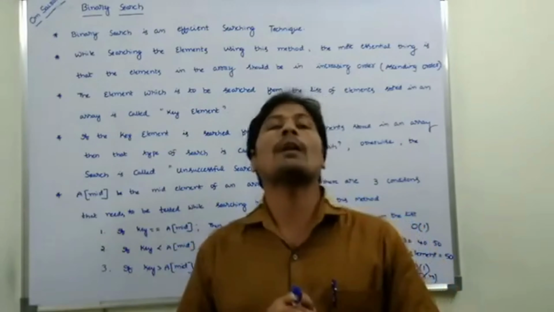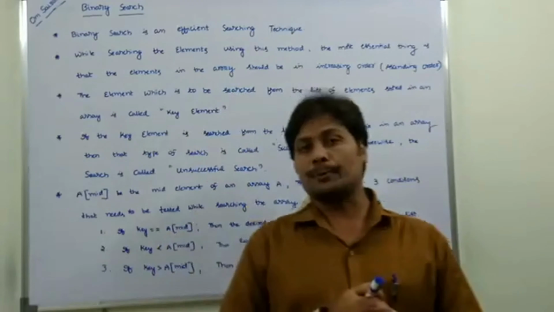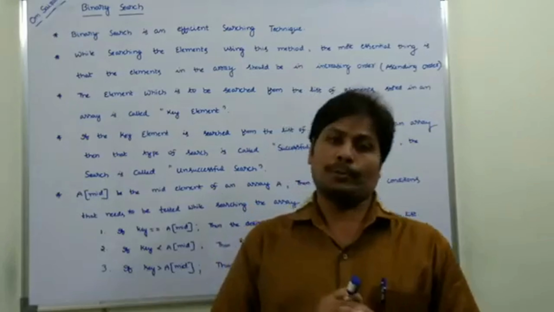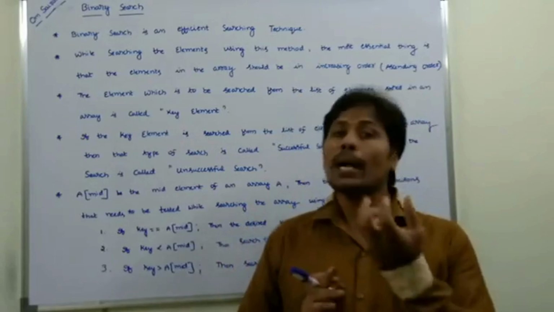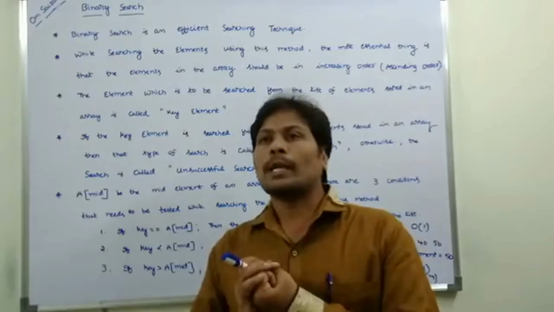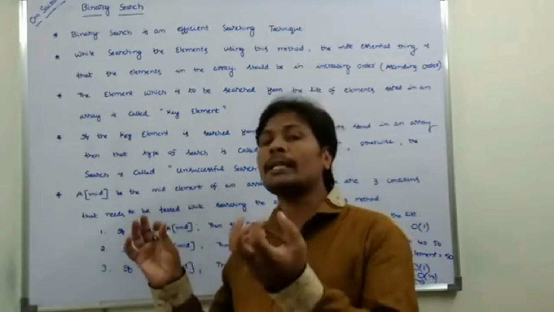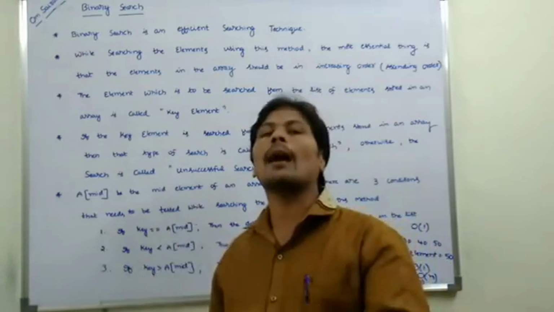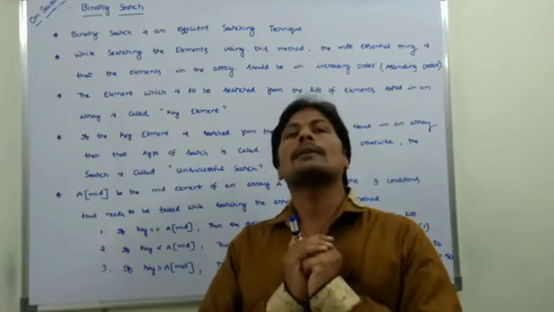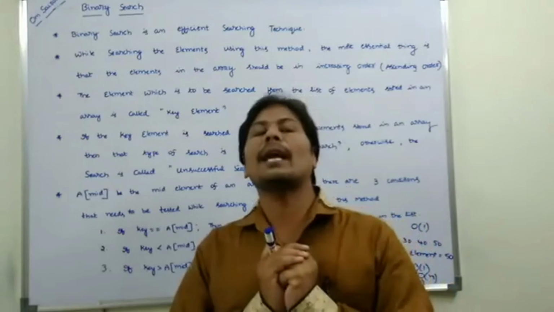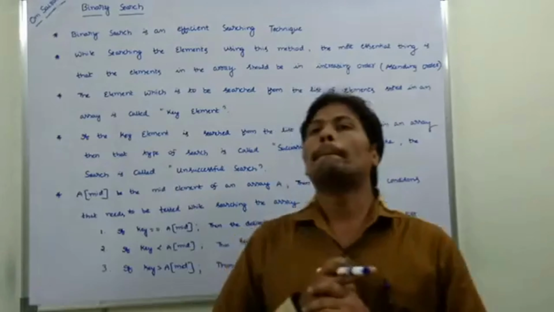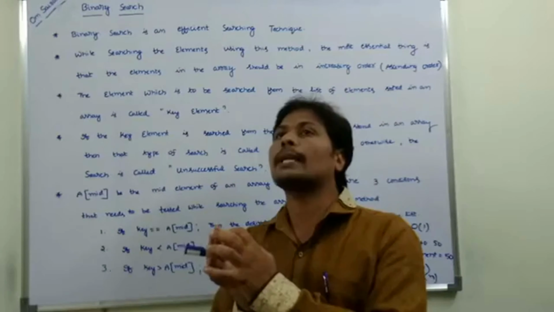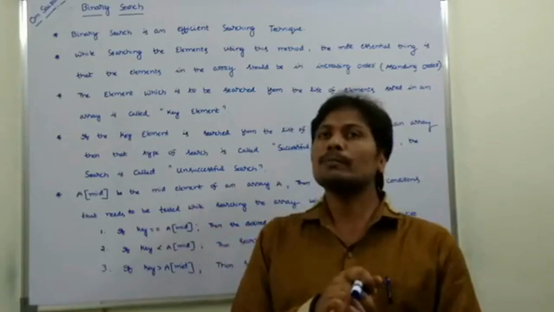Now we have to find out the mid value. So mid value is equal to (low + high) / 2. By using this mid value, our key element is compared with the mid value. Suppose our key element and mid value both are the same, then our key element is found at the mid position.